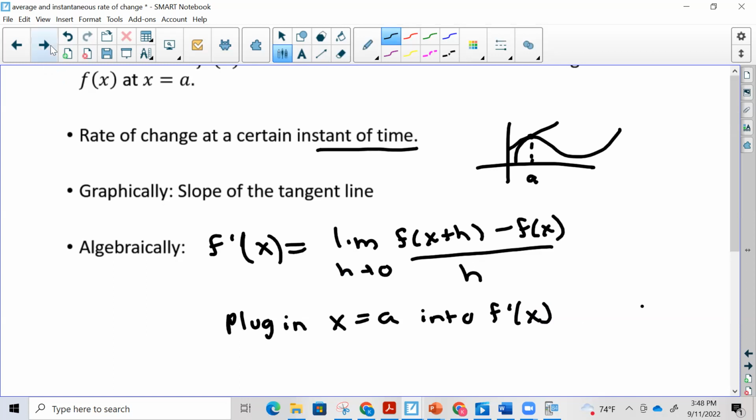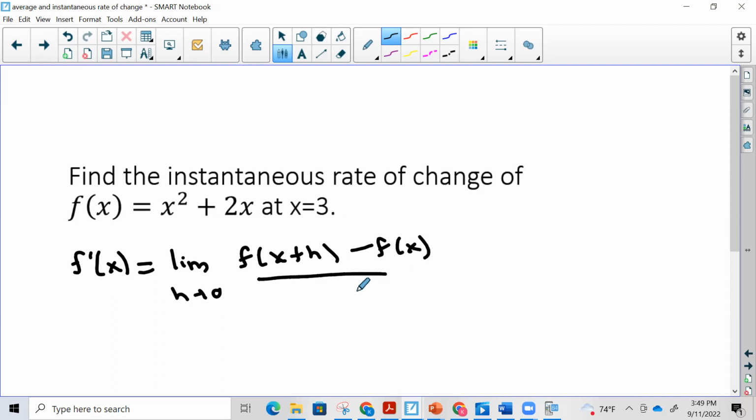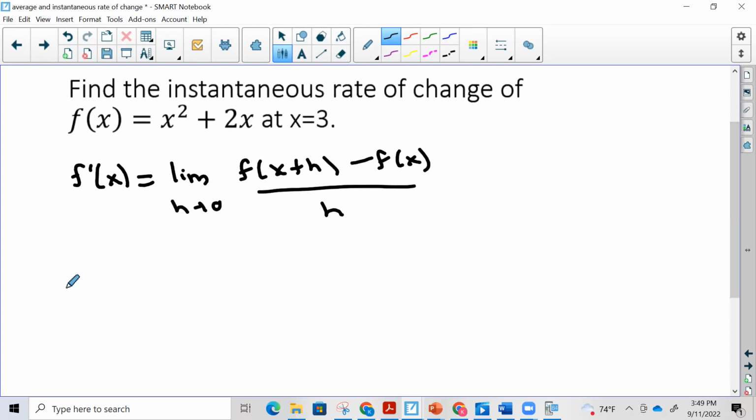So for an example, we are going to find the instantaneous rate of change of f of x equals x squared plus 2x at x equals 3. So again, we're going to use that definition, the limit as h approaches 0 of f of x plus h minus f of x over h. So whether you do this all at one time or you do it on the side, you can find f of x plus h and simplify it a little bit if you want to make it easier.